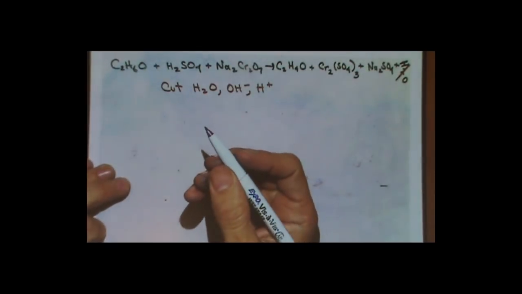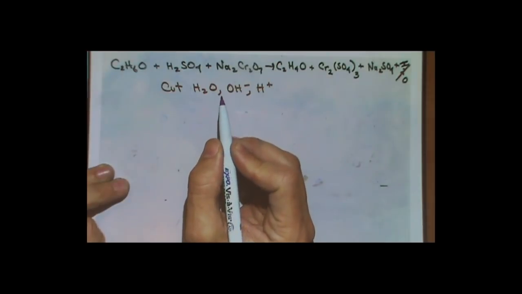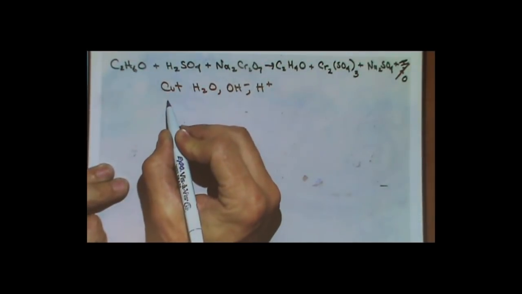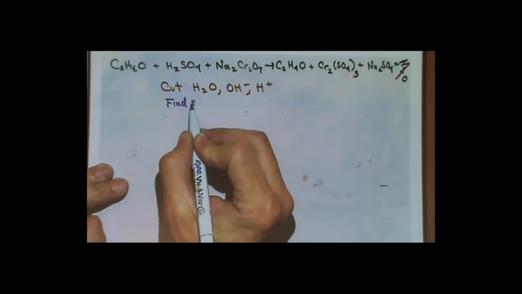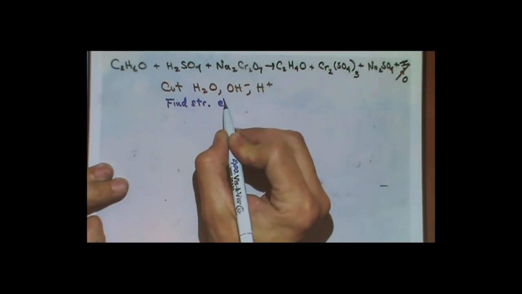The second thing is, I'm noticing this has a lot of action. It obviously has some spectator ions. For example, one of the spectator ions is sodium. So it has a lot of spectator ions here. So what I'm going to do is locate the spectator ions. How do I do that? I'm going to find the strong electrolytes.